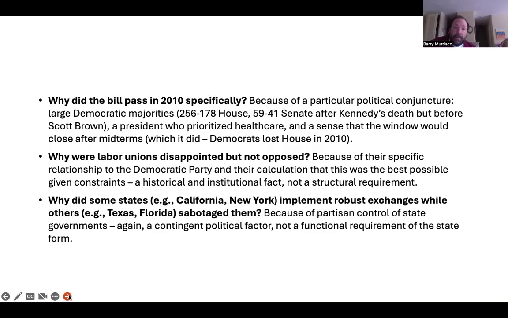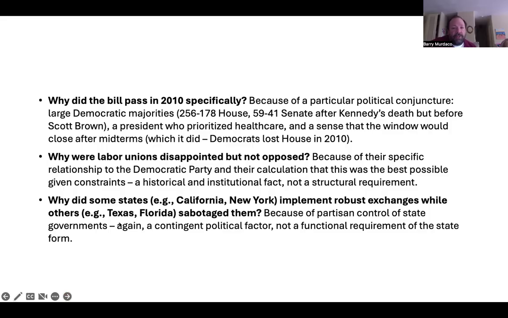Why did the bill pass in 2010 specifically? Because of a particular political conjuncture. Large Democratic majorities, a president who prioritized healthcare, although not single-payer healthcare, and a sense that the window would close after the midterms, which it did, of course.